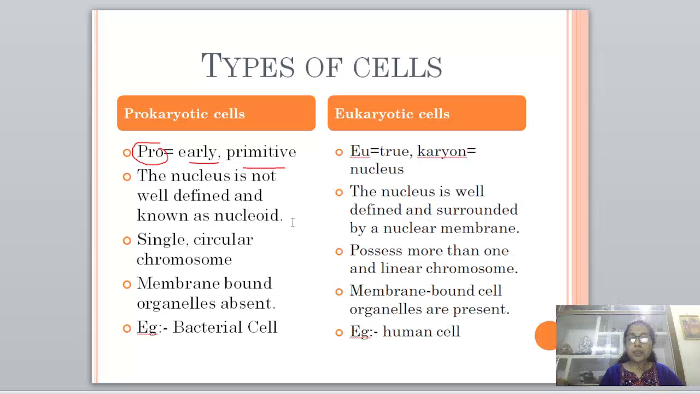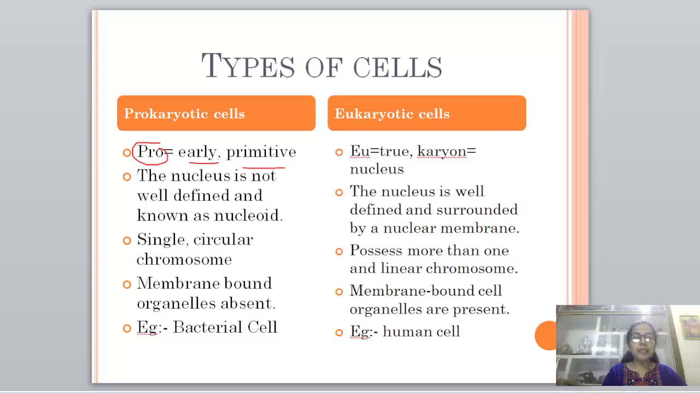In the prokaryotic cell, there is a single and circular chromosome, and in the eukaryotic cell, it possesses more than one linear chromosome. In the prokaryotic cell, membrane-bound organelles are absent. Basically, there is no membrane around the organelles and there is no well-defined nucleus. And in the eukaryotic cell, membrane-bound cell organelles are present and the nucleus is well defined. An example of a prokaryotic cell can be a bacterial cell and of a eukaryotic cell can be a human cell.